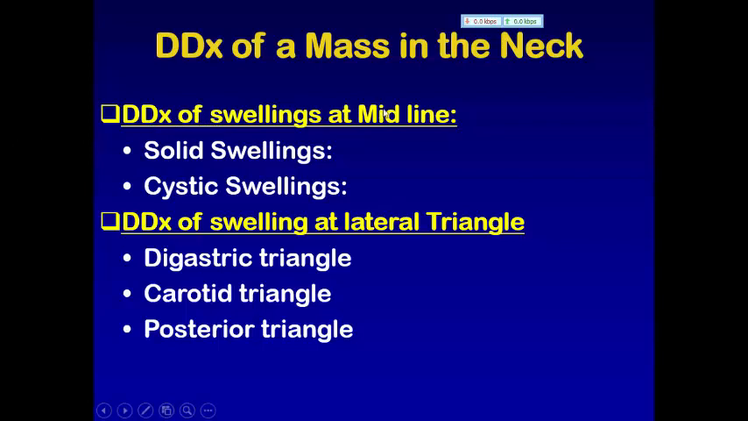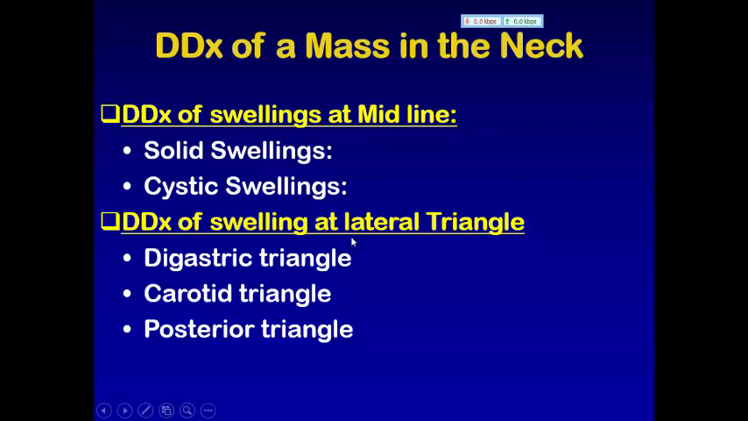Differential diagnosis according to the site also. For example, for swelling at the midline, we have solid swelling and cystic swelling. Solid swelling: submental lymph nodes, pretracheal and laryngeal lymph nodes, nodule of the isthmus of the thyroid gland. Cystic swelling: cold abscess, thyroglossal cyst, dermoid cyst, sublingual or suprasternal dermoid, subhyoid bursitis. Subhyoid bursitis is a rare, tender swelling which moves up and down with deglutition and protrusion of the tongue. Laryngocele is also a type of cystic swelling, and cystadenoma of the thyroid isthmus.